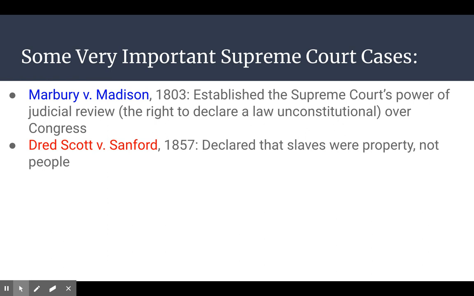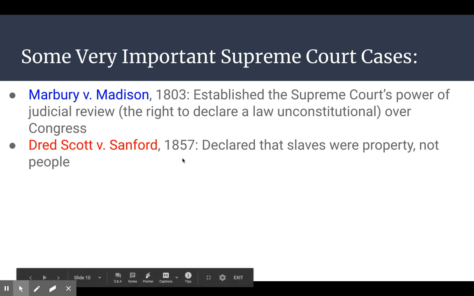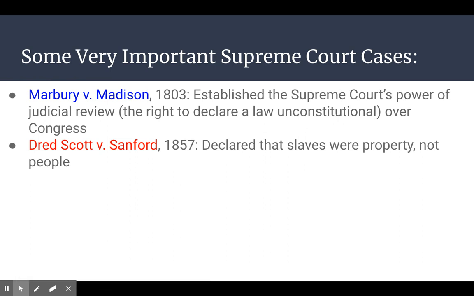Probably one of the worst Supreme Court decisions ever was the Dred Scott decision. It was right before, you can tell date-wise, the Civil War. Dred Scott was a slave, but he was living in Northern Territory for a while. And when his master died, he said, hey, I'm a free man now. But the family was saying, you're still property. And his court case went all the way to the Supreme Court. And unfortunately, the Supreme Court said he was property, not a person.